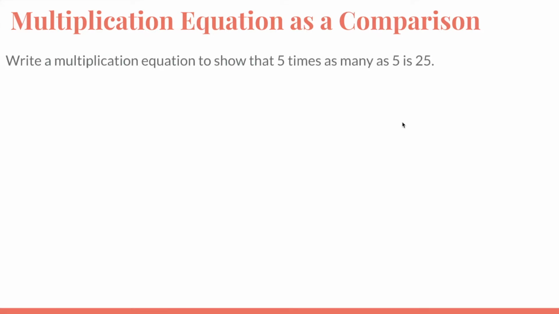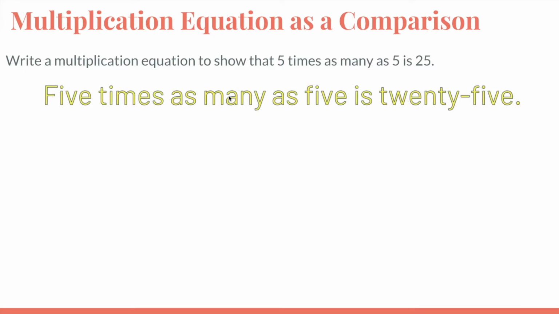Write a multiplication equation to show that 5 times as many as 5 is 25. Okay, we're focused on that last part. 5 times as many as 5 is 25. So I see it says 5 times as many as 5. 5 times 5 is 25. Sweet. Let's do another one.